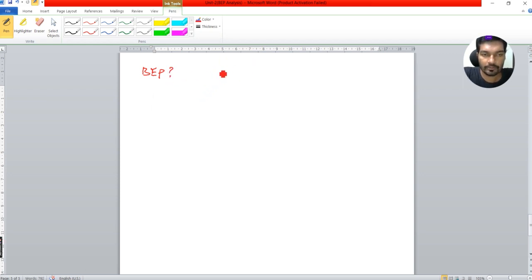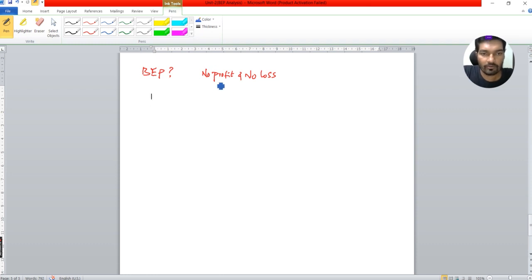Break-even point is a point where a firm is not getting any profit and not getting any loss. This is also simply called the no profit and no loss area. No profit and no loss area is called the break-even point.